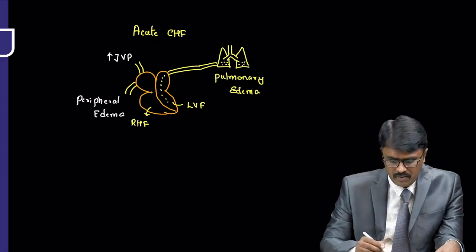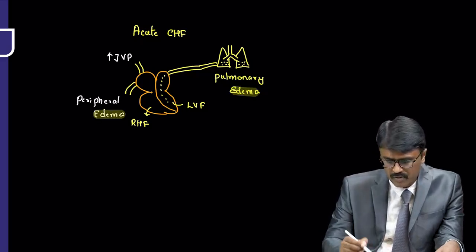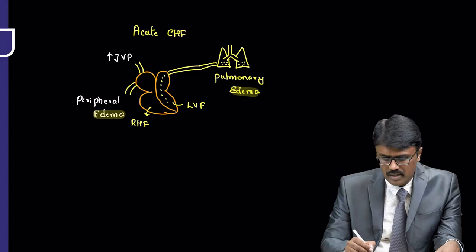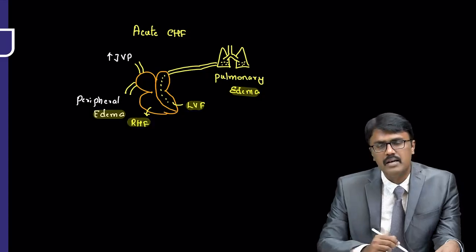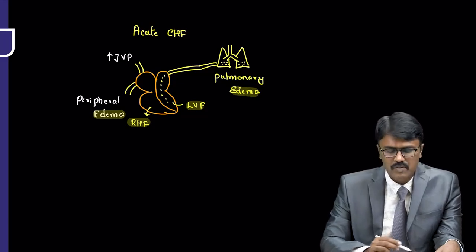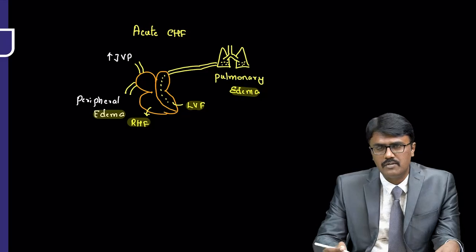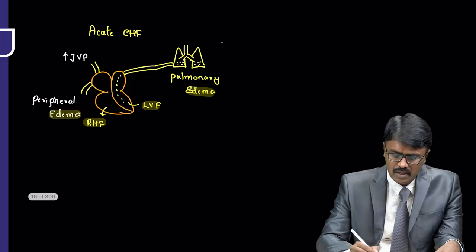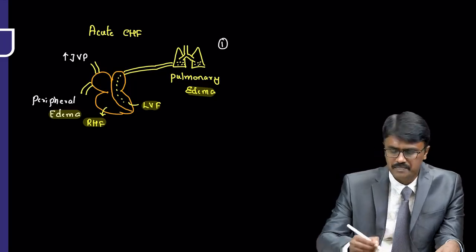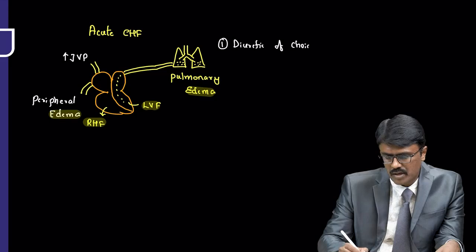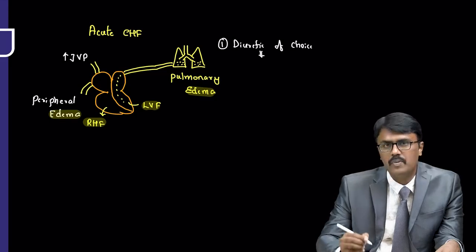Now because everywhere the fluid is accumulated, we call it congestive, and the heart is not able to pump the blood properly. It is called congestive heart failure. Now the first thing we need to take care of in acute CHF is to remove that excessive fluid. So the diuretic of choice in pulmonary edema, can you take a guess? What is the diuretic of choice in pulmonary edema? It is the loop diuretics.